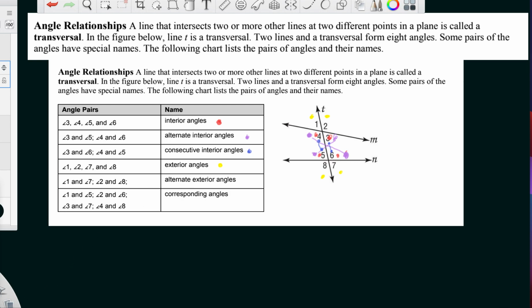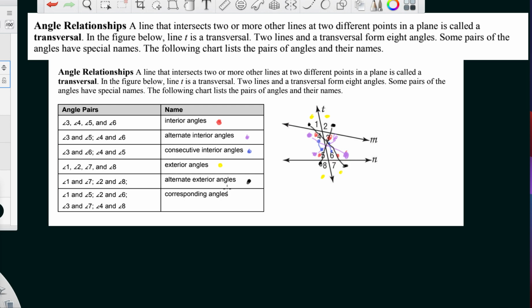Let's just go with plain old black. Alternate exterior would be 1 across the transversal on the other side of the transversal, but exterior, 1 and 7. And then we would also have, oh, should I connect them with the line? Oh, that's messy. Sorry about the mess. 2 and 8. Ugh, I've made a mess. I hope this works out for you. So we went with black.